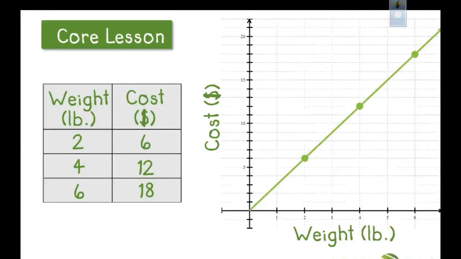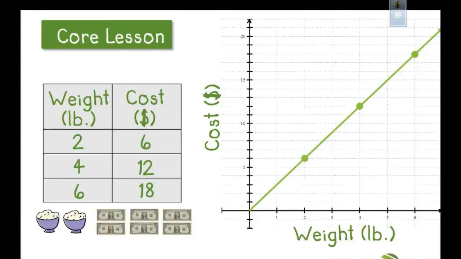Any ordered pair on the line through the origin that these 3 points lie on will be an ordered pair in this proportional relationship. So for example, if I take my 2 pounds and my $6 and divide by 2 so that I get 1 pound for $3, take a look. That ordered pair is also on the line because every ordered pair within the relationship is on the line. The reverse is true also. Every ordered pair on the line is an ordered pair in the relationship.